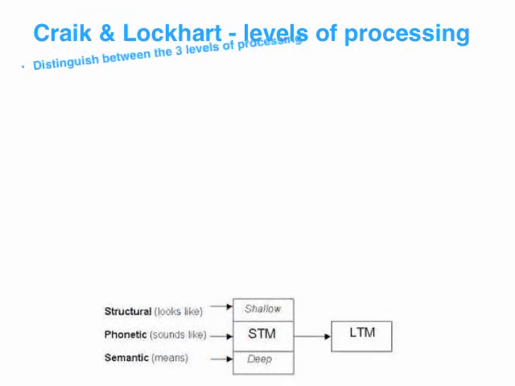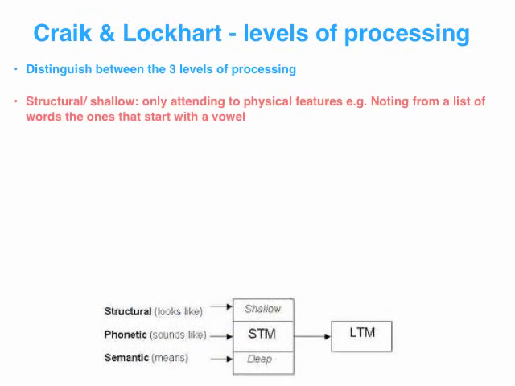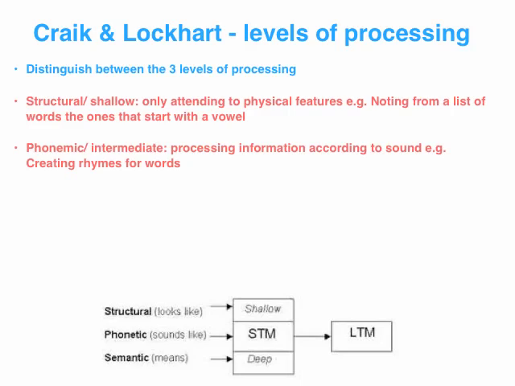Levels of processing. Starting with shallow processing, where we only attend to structural features. So we've got a list of words and we simply note which ones start with uppercase or lowercase or maybe a vowel or a consonant, and that leads to a very inefficient encoding, and therefore we're going to have more difficulty with retrieval of that information. Intermediate or phonemic encoding is where we process information according to sound, whether we do that vocally or subvocally. So we might get a list of words and we create rhymes for them. So we've got fish, it rhymes with wish, obviously.